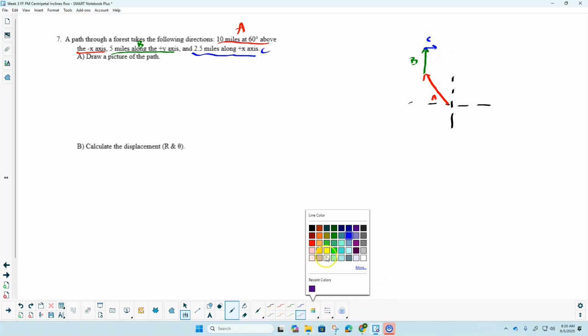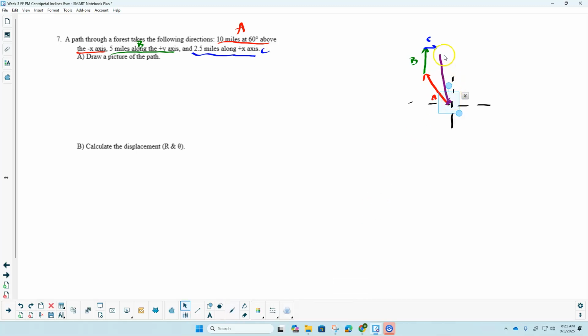And we want the resultant vector. The resultant vector is from where I started all the way to where I finished. So that's R. And I also want to find the angle that forms, so I'm going to look for theta. So that's what we're doing mathematically when we set up our table and do the work here.